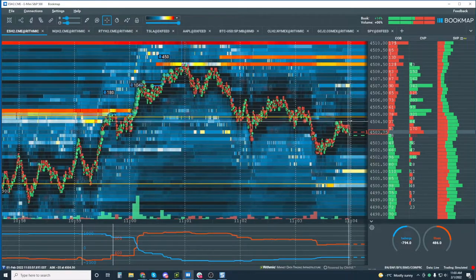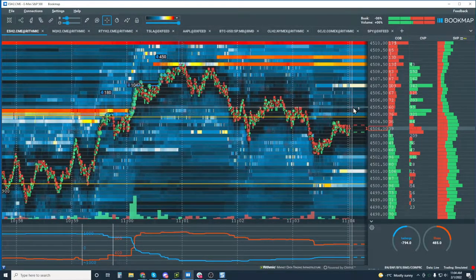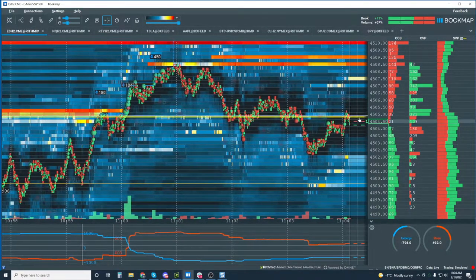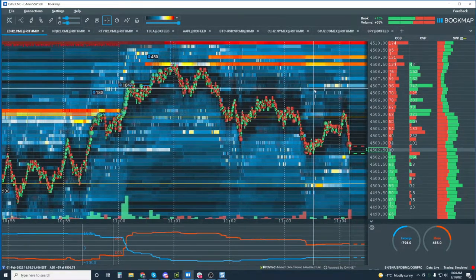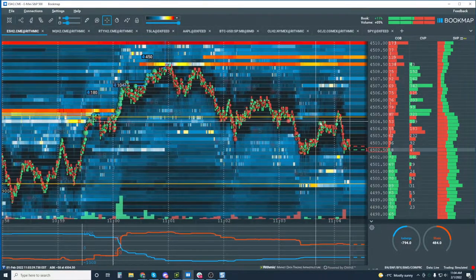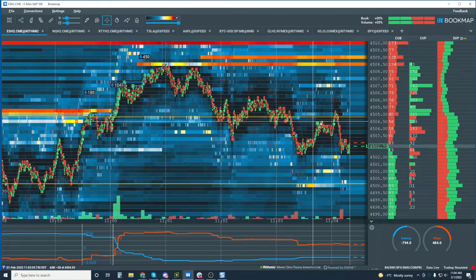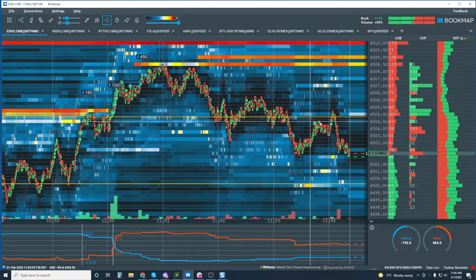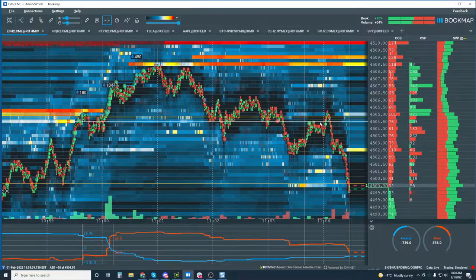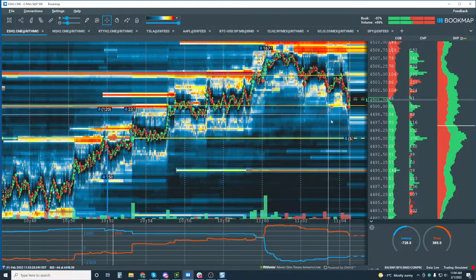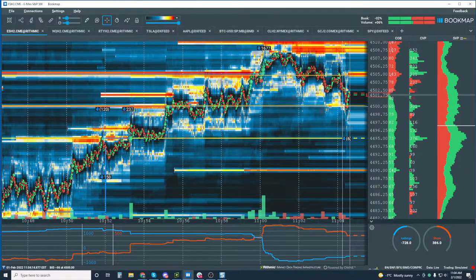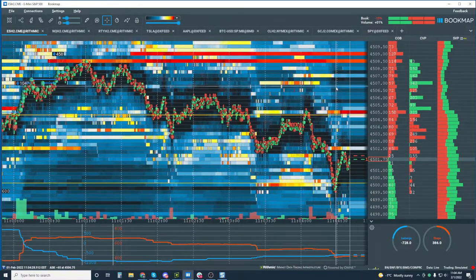Okay, still looking for sellers here. Still looking for them. Okay, we're not getting them. But let's see if we get them here. There we go. Okay, looking for 4,500. And beautiful. All right. So, again, this is just a consideration: taking your profit at your target, 4,500. Okay. On this move here.